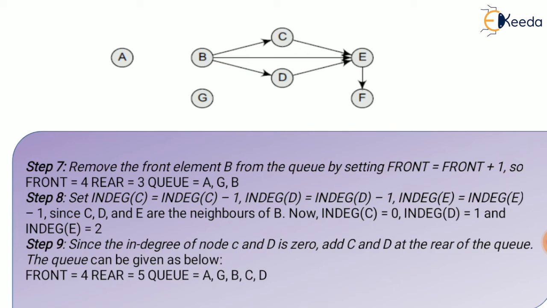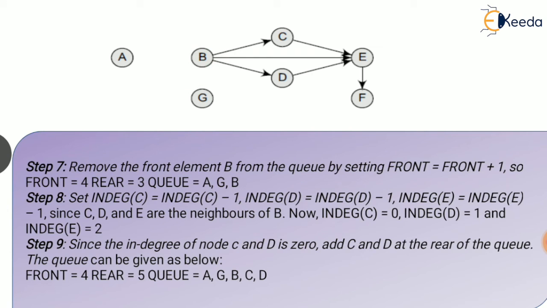Remove the front element B from the queue by setting front equal to front plus 1, so that front is equal to 4 and rear is equal to 3. Now it consists of 3 elements which have in-degree 0. So in-degree of C is equal to in-degree of C minus 1, and in-degree of D is also in-degree of D minus 1. And in-degree of E is also in-degree of E minus 1, as these all are connected to B.